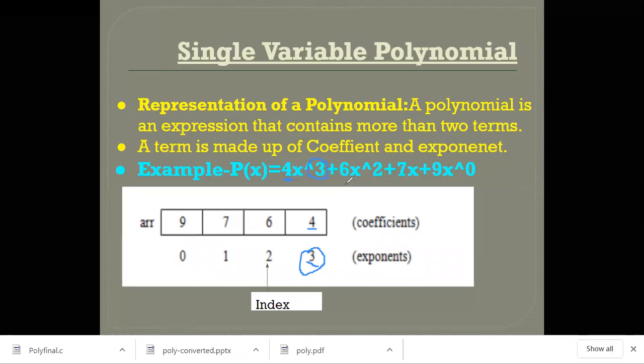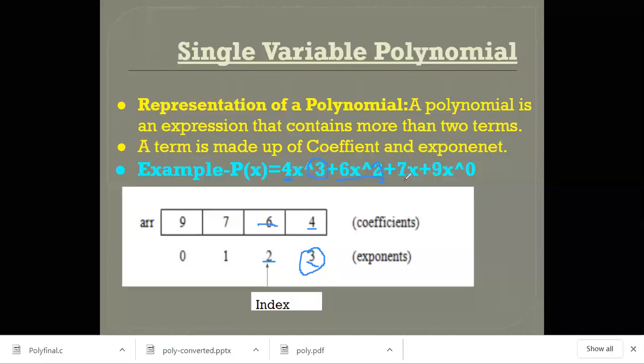Clear? If you are talking about the second term, that is 6x raised to 2, here just concentrate. This 6 coefficient is stored in the second location, that is the second index. Why? Because the degree of that term is 2. That's why it's stored into the second location, because an array is a continuous memory allocation. So likewise, we are going to store the elements into an array.